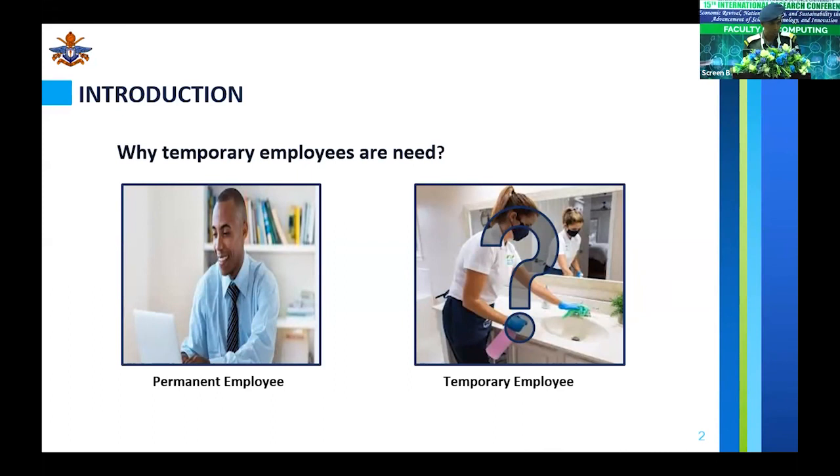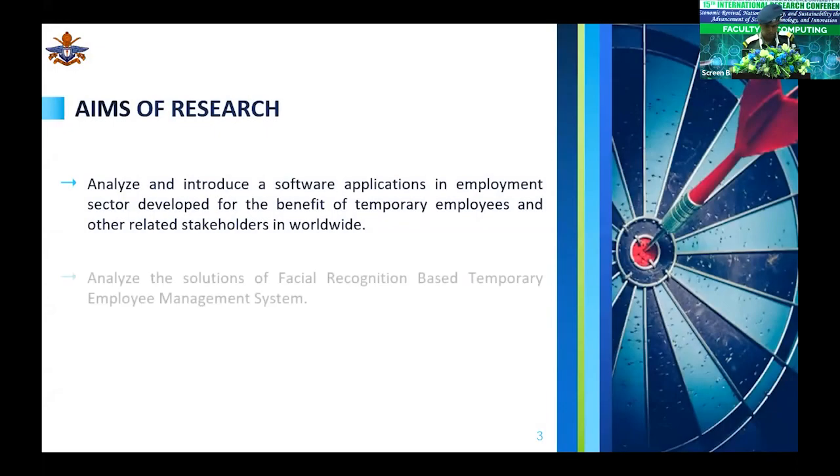It is very advantageous because they only need to pay a day-to-day salary. And also, companies can hire permanent employees through the temporary employees. And next, I move to the aims of the research: analyze and introduce a software application in the employment sector, developed for the benefit of temporary employees and other related stakeholders worldwide, and analyze the solution of a face recognition based temporary employee management system.